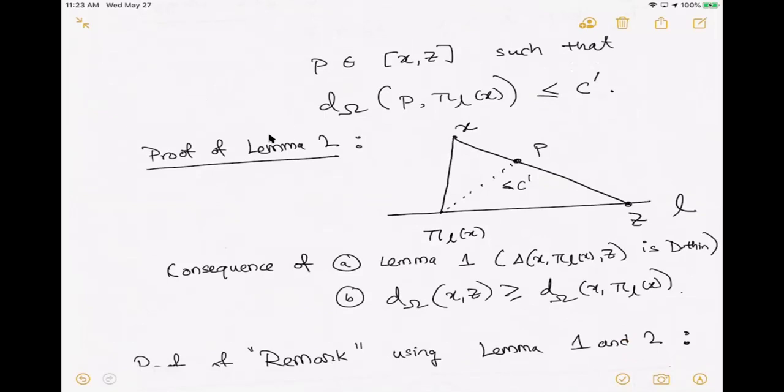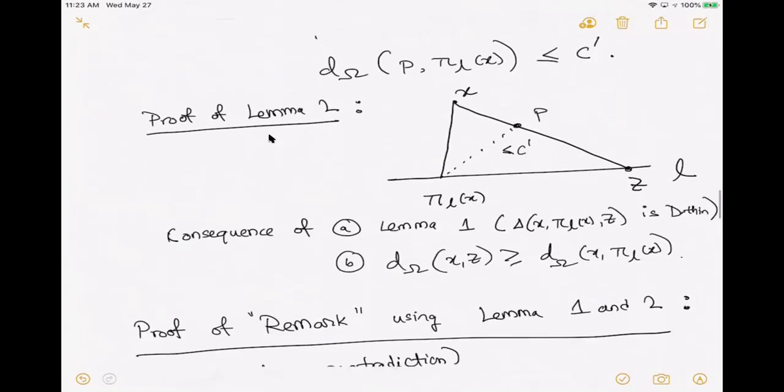The second ingredient in the proof of lemma 2 is the fact that pi L of X is the closest point projection of X on L. Hence, the distance between X and Z is going to be greater or equal to the distance between X and pi L of X. Using these two things, we can prove lemma 2. I'm not going to go into the details of the proof of lemma 2. I will try to use lemma 1 and lemma 2 now to prove the remark.